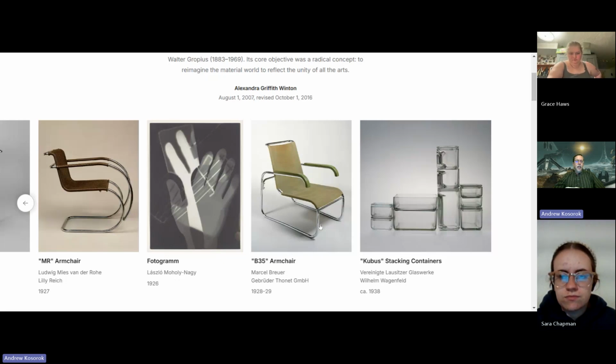And of course, this chair, the B35 and the MR armchair are based on very similar principles, but this kind of tube steel was a brand new way of creating structure with very little cost and very little weight.